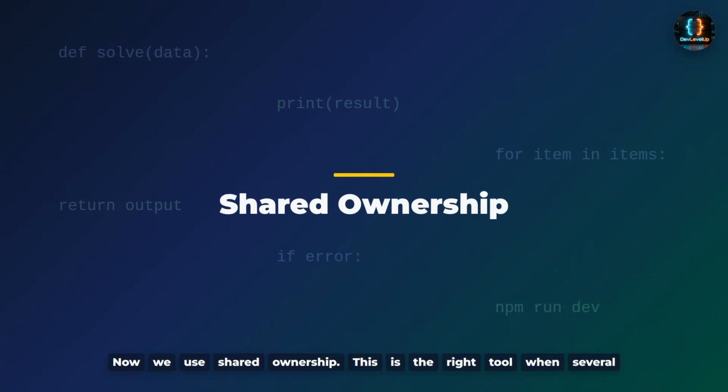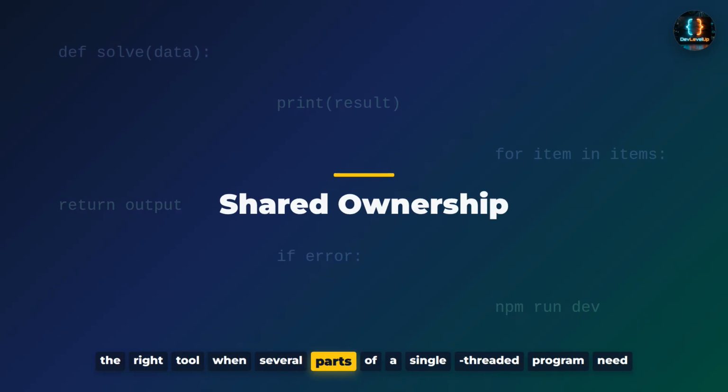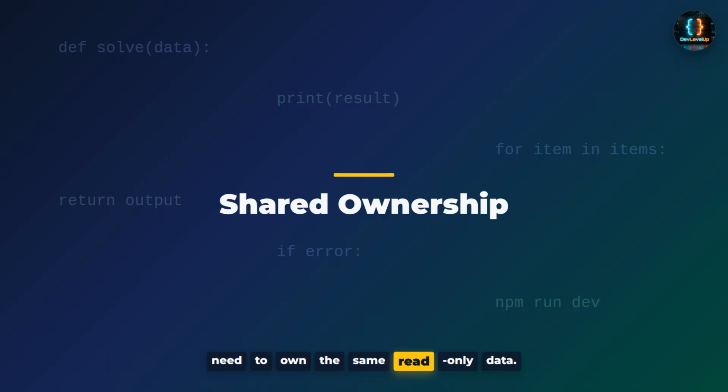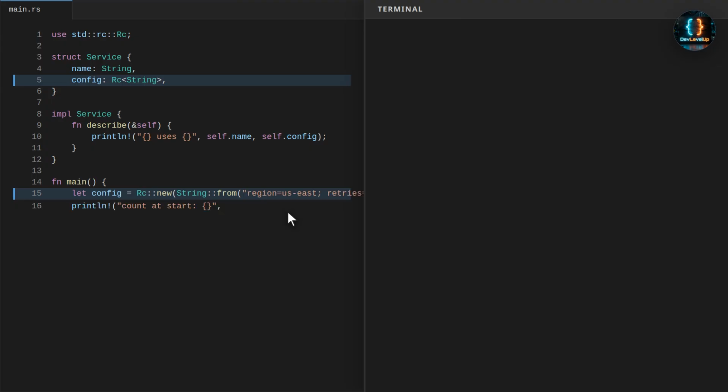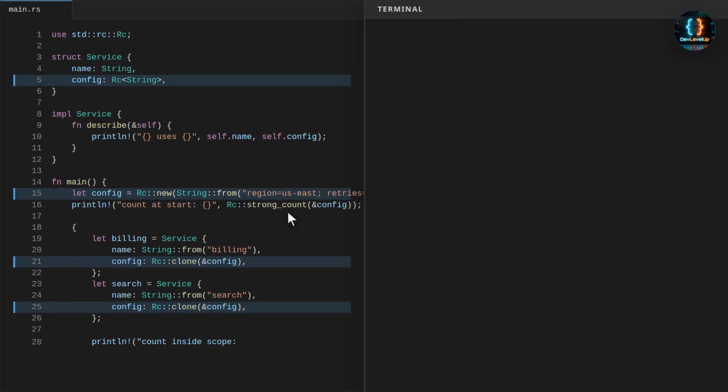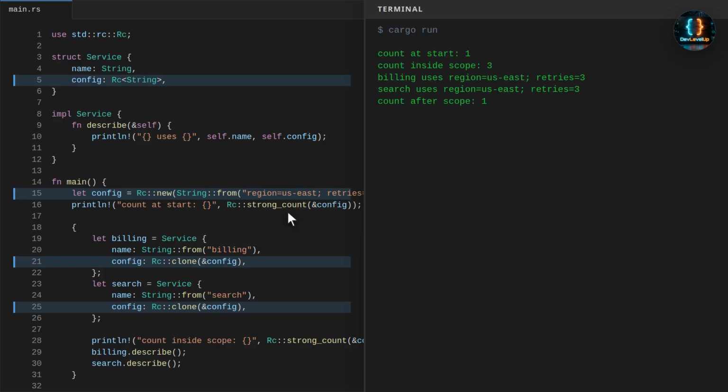Now we use shared ownership. This is the right tool when several parts of a single-threaded program need to own the same read-only data. Suppose 2 services need the same application config. Instead of cloning the whole string, we wrap it in Rc and clone the Rc handle. Now we run it and watch the reference count change as owners enter and leave scope.